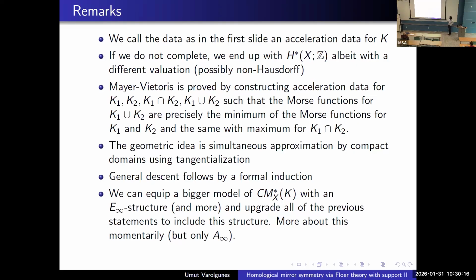Okay, so you can equip it with an E-infinity structure, and you can upgrade all the previous statements, like restriction maps, with respect to this structure and so on. I will not talk about E-infinity, but I'll talk about A-infinity. A-infinity is not the natural, not the complete structure, but it's easier to talk about. And my goal is, of course, to do this in Floer theory. So Morse theory is just an exercise.